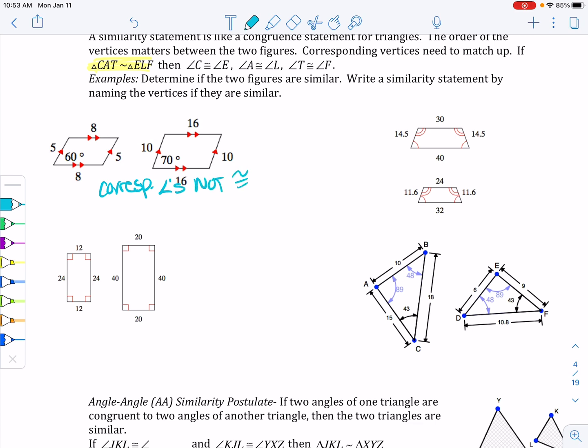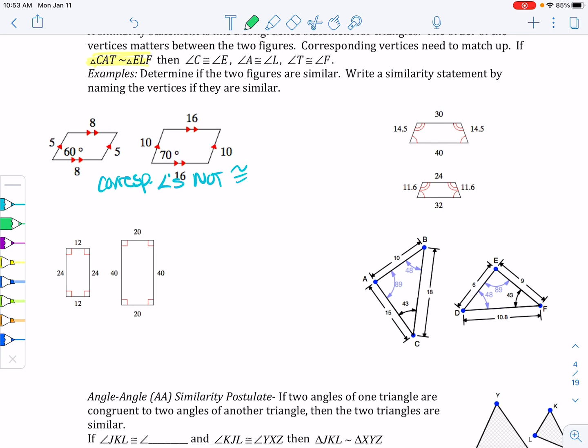Okay. Notice that our sides are proportional. If we check our side lengths, we have 5 to 10, so we're doubling, and from 8 to 16, and we're doubling. But their shape is not the same because the angles don't match. So this is not similar. Corresponding angles are not congruent, so they are not similar, even though 5 to 10 is the same ratio as 8 to 16. So the sides are still proportional, but because these angles don't match, it's not similar.